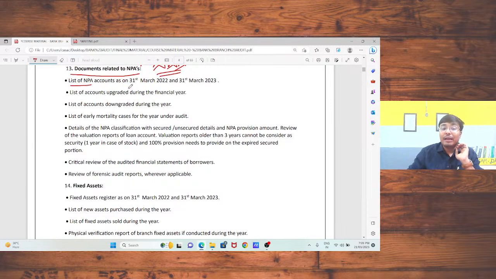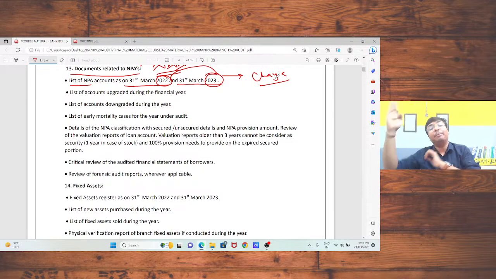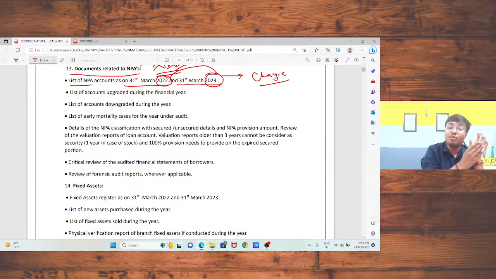Sir, you should take the list of NPA accounts as on 31st March 2023 and 31st March 2022. Sir, why do we need to take 2022 and 2023? Because you need to check the changes. If an account was NPA on 31st March 2022, and it is removed from the NPA list for 31st March 2023, then what is the reason behind that? We should carefully examine it. Has it been removed from NPA, has the account been regularized, and what process has the bank followed for regularizing that account? We should be very careful about that.